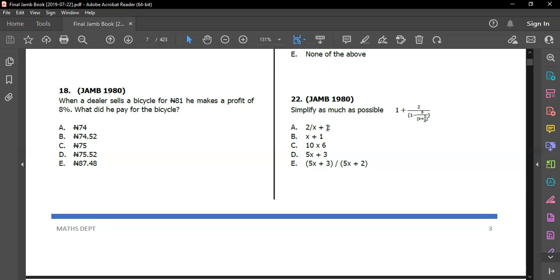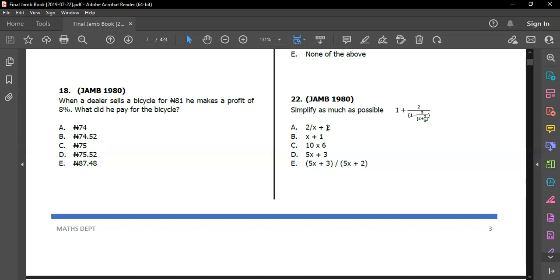So you now have 1 over 1 minus 5x all over 5x plus 2. And the denominator is just 5x plus 2. So 1 times 5x plus 2 is still 5x plus 2. That times 1 will now give you 5x plus 2.